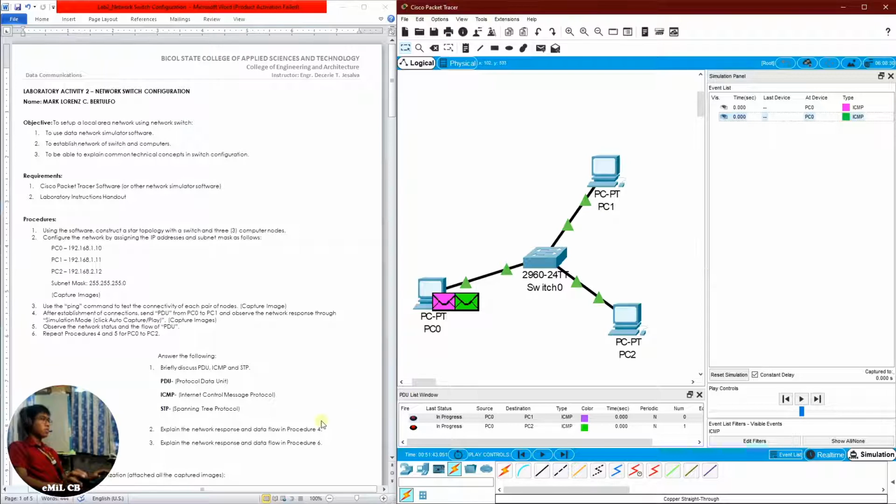Clear event list. Number 2, explain the network response and data flow in procedure 4. And number 3, explain the network response and data flow in procedure 6. I think we have covered it previously while the simulation was playing.